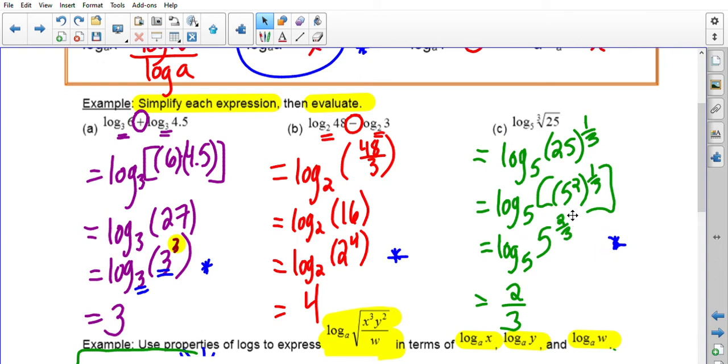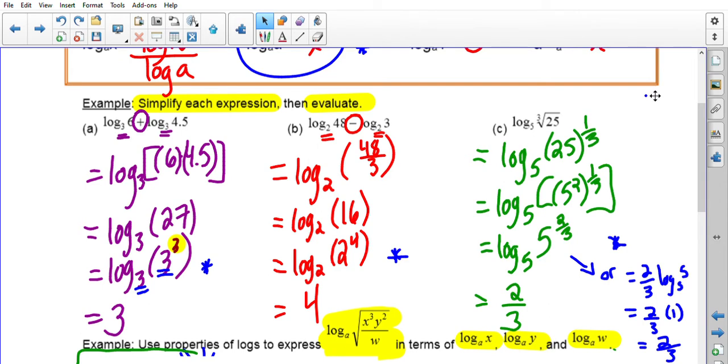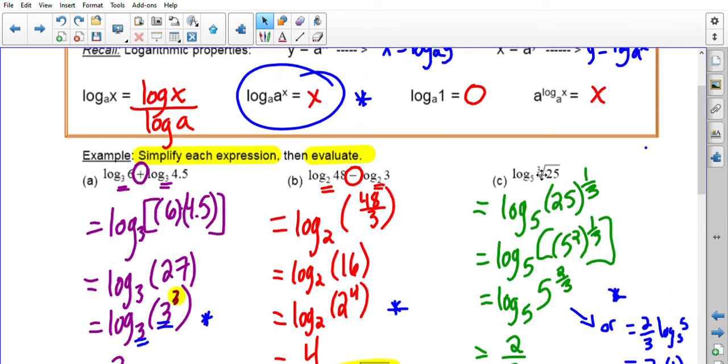If you want, you could also bring the 2 over 3 down to the front. Okay, so you can also do this. Or you can do 2 over 3 times log of 5 to the base 5, which equals 2 over 3. And whenever this is the same, that means the answer has to be 1. Times 1, and that equals 2 over 3. So as you can see, you're going to notice in this unit that there's kind of like a few methods that you can use to get to an answer.